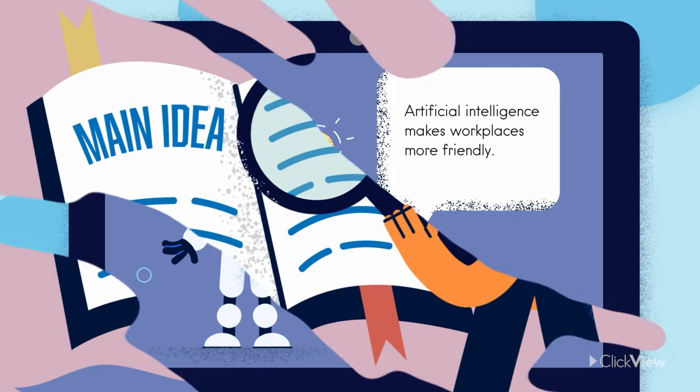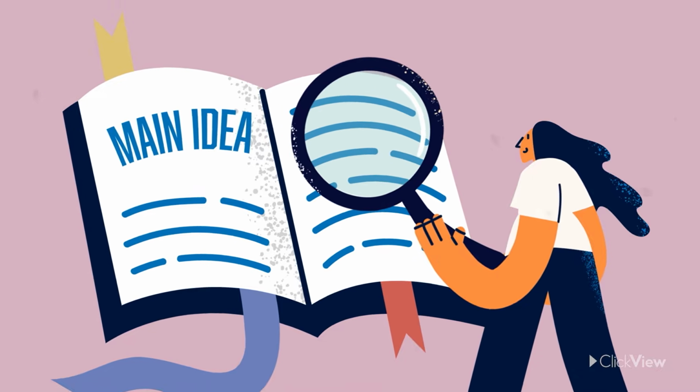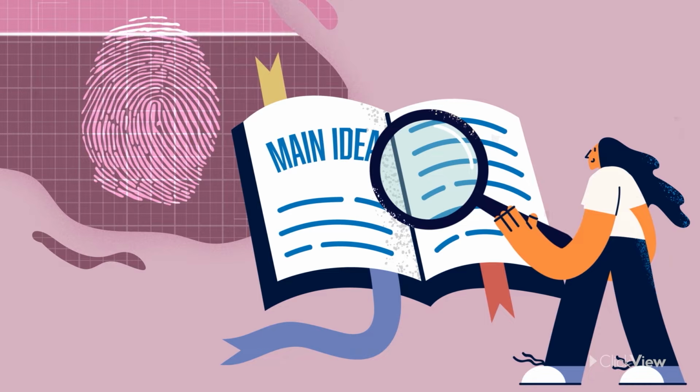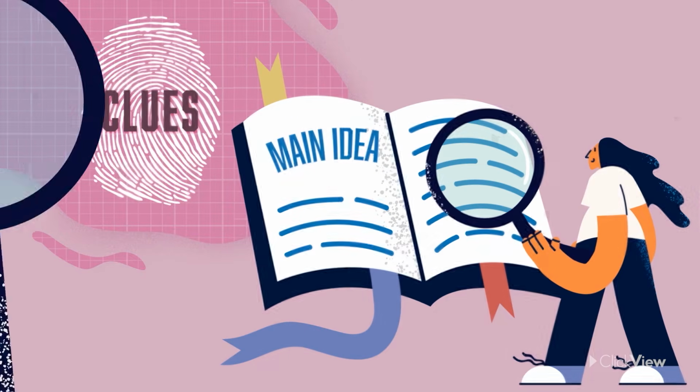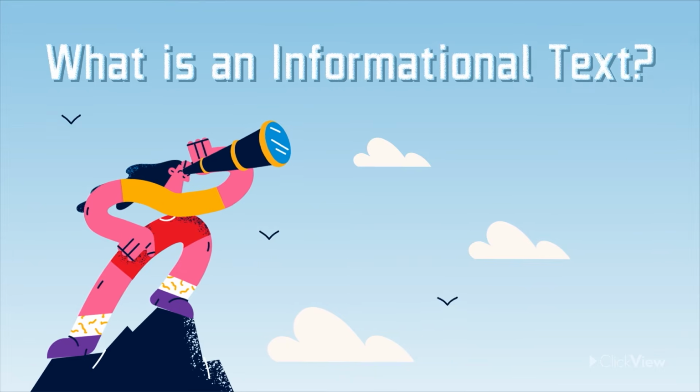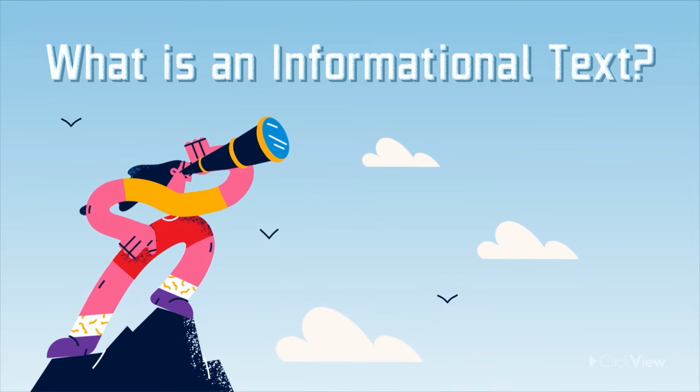To find the main idea or ideas in an informational text, you need to look for clues or text evidence while reading it. Thinking about the text type, its purpose, and the features it usually includes can be helpful.